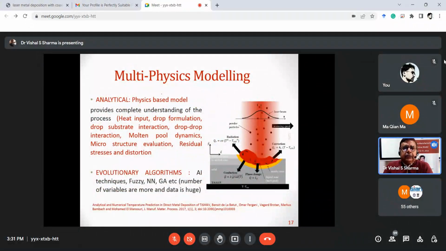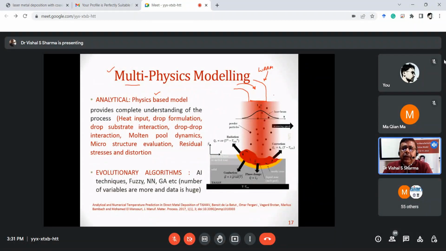This is multi-physics modeling. This is quite interesting. One of our students also works in this domain. Here, multi-physics modeling, analytical modeling. We are interested in developing physics-based models, which are a bit difficult to obtain, but for engineers, it is quite challenging and quite interesting to develop physics-based models. Suppose this is one example here. We have a wire being fed.